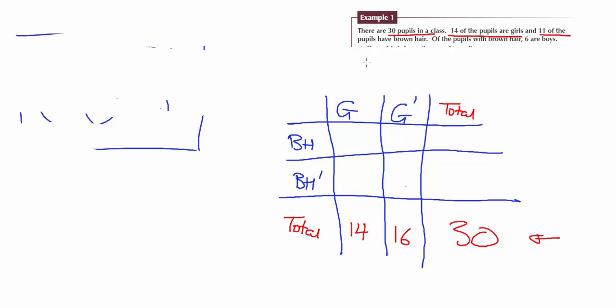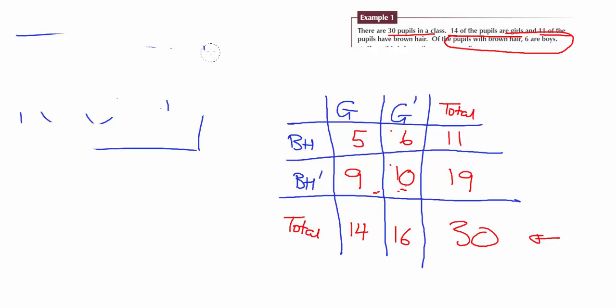Okay, 11 have brown hair. 11 goes into here. That's the brown hair total, which means 19 are here. Now, as soon as they tell me 6 of the pupils have brown hair and they're boys, they're not girls, I know that means 6 goes here. Does that make sense? Yeah. I can now fill in all these numbers so quickly. So I now know that these two, this one and this one, have to add up to 16. So that's 10. But I also know that these two have to add up to 19. So that's 9. And finally here, that's 5. I can fill it in like that.